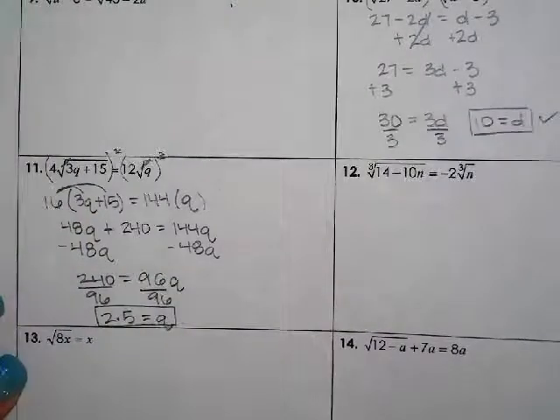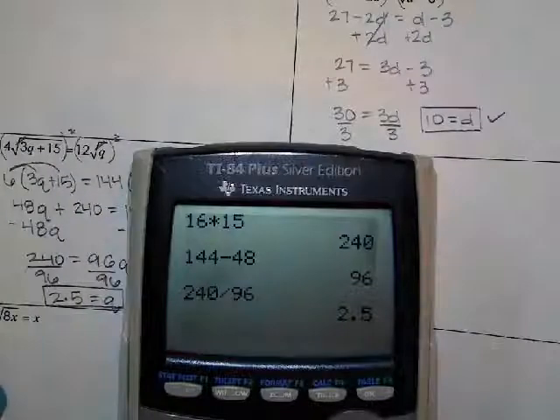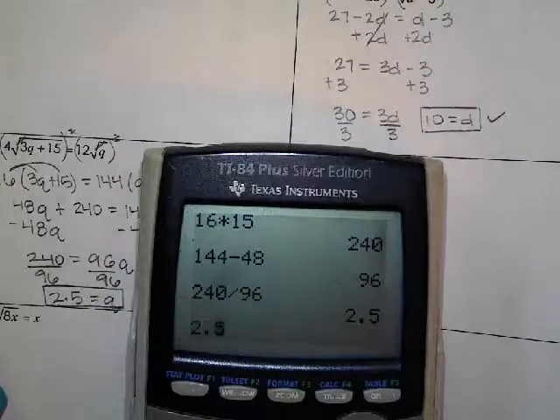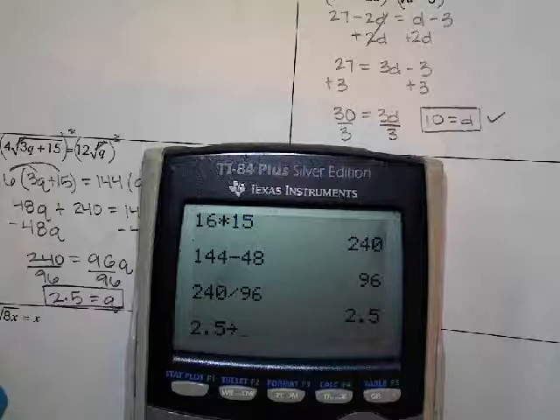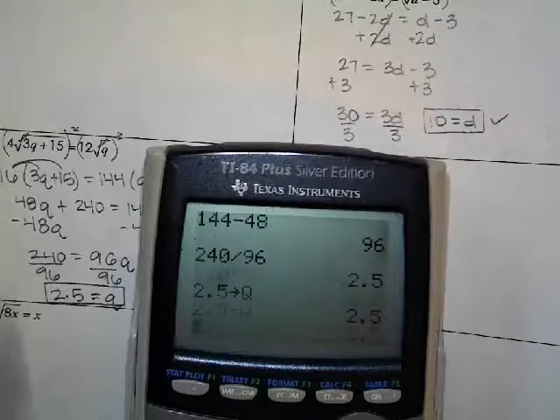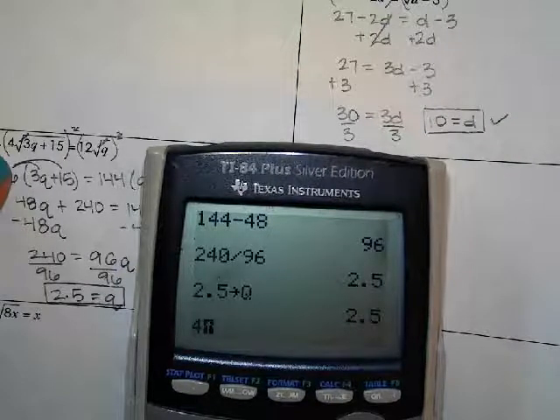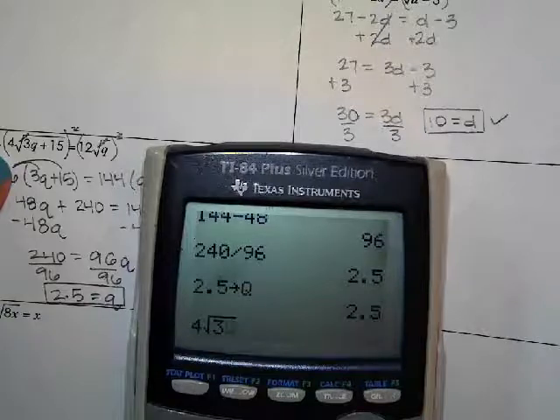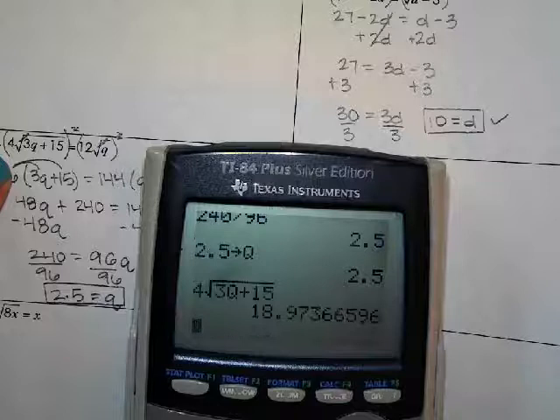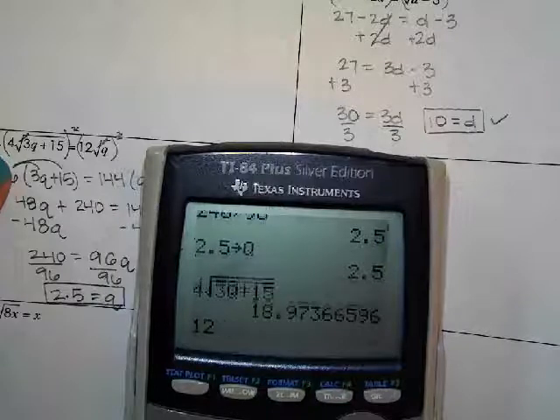So 2.5, I'm going to store that as q. Q is above the 9 button, so I'm going to store that as q. For square root 3q plus 15, 12 square root q. That answer is good.